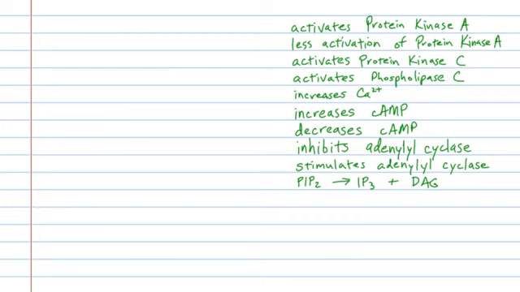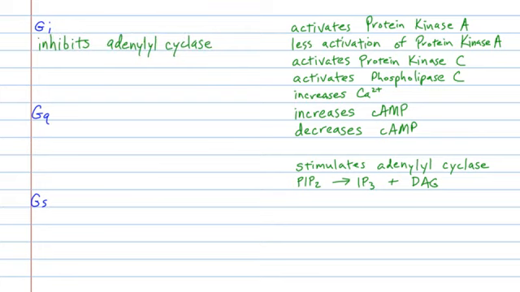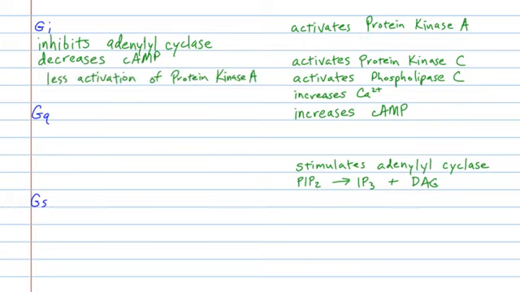In this whiteboard review, we're going to match the 3 different classes of G proteins to their actions. So we have GI, GQ, and GS. So let's start out with GI. Remember we said GI, the I stands for inhibit. So GI starts out by inhibiting adenylyl cyclase, and that leads to decreased cyclic AMP, and that leads to less activation of protein kinase A.